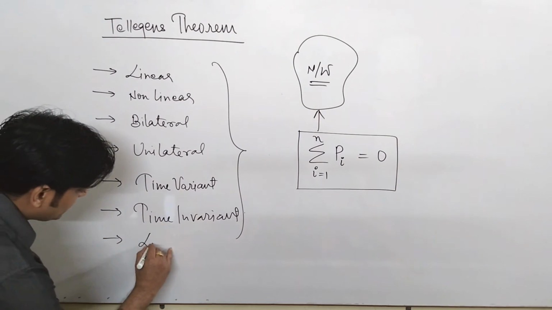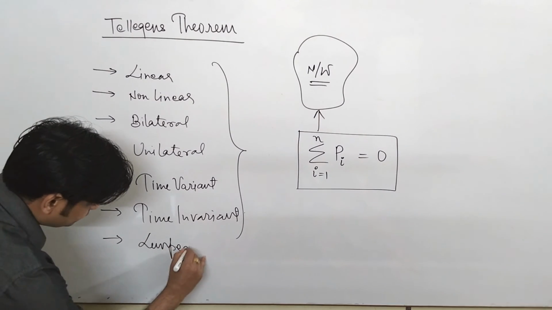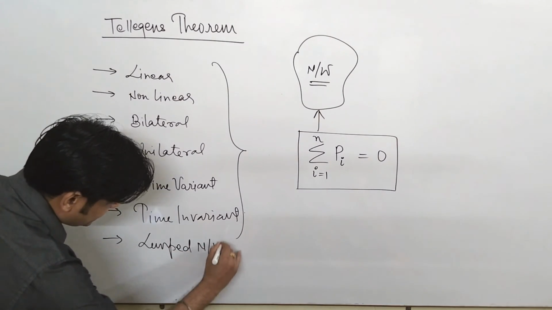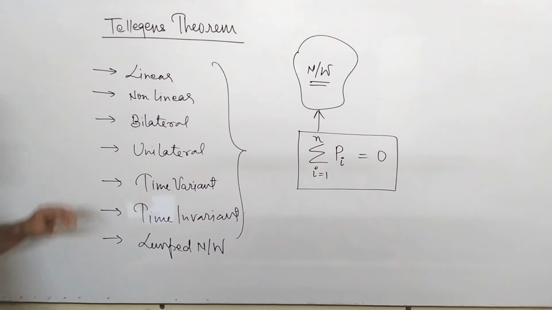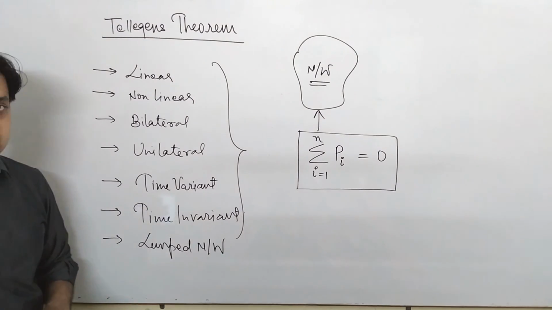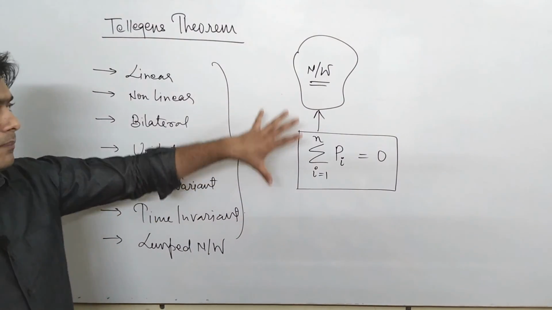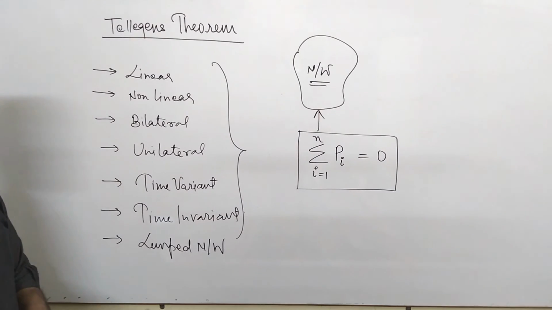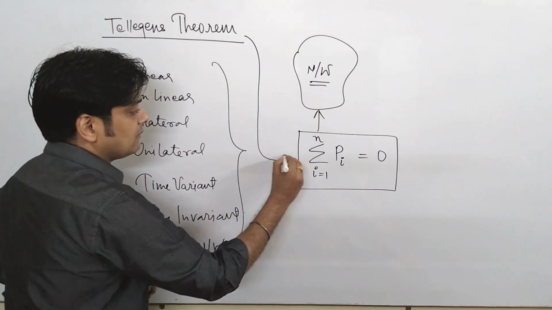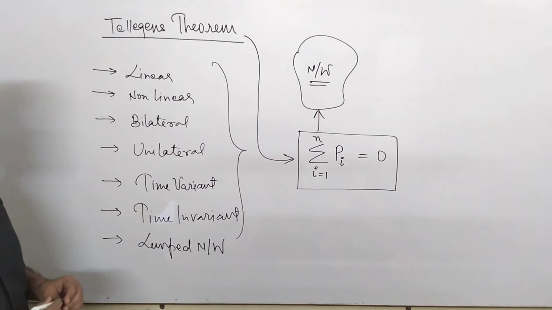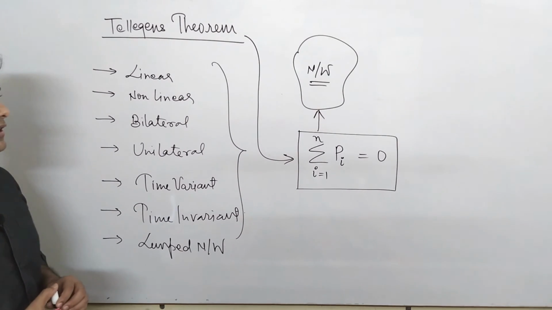Yes, one more thing, lumped networks, this we have already studied. So yes, Tellegen's Theorem is applicable for all types of situations. That's why the algebraic sum of power within the network is 0. Very important thing. So this is all about the statement of Tellegen's Theorem.